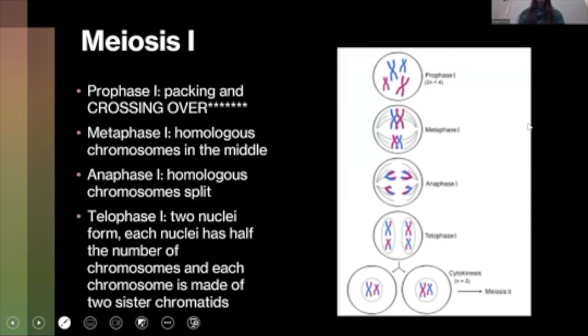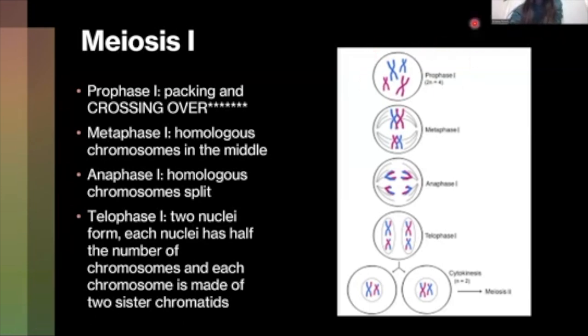Metaphase 1, you have homologous chromosomes in the middle. Anaphase 1, the homologous chromosomes split. Telophase 1, 2 nuclei form. Each nuclei has half the number of chromosomes, and each chromosome is made of 2 sister chromatids. So let's go ahead and run through this picture on the side.